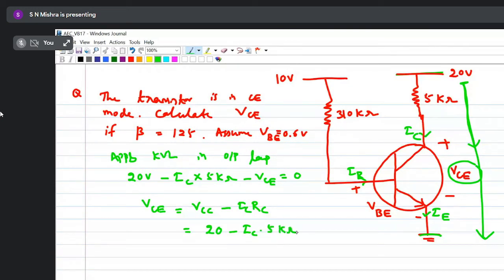So if I find IC, then I can find VCE. So how to find this IC? We know IC equals beta times IB. If I know IB, then I can find IC. So apply KVL in this input loop. This is another loop. So I'll start from this point.